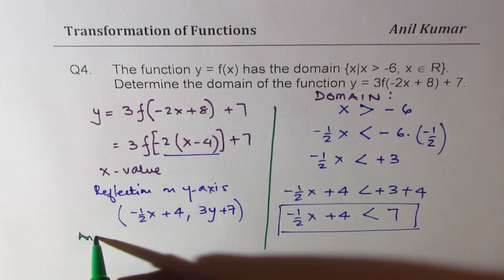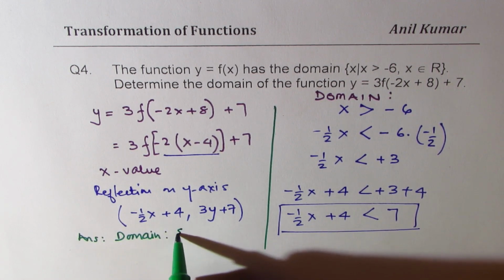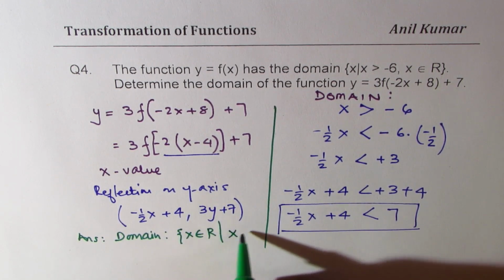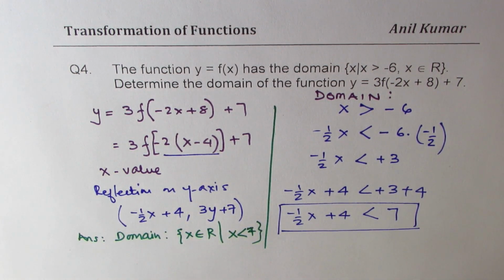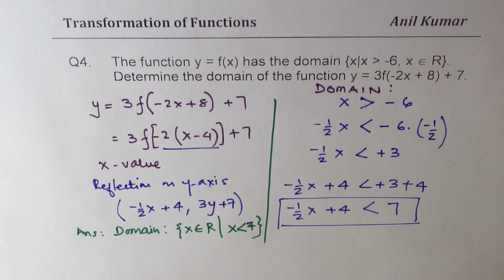So our answer is that the domain is x belongs to real numbers such that x is less than 7. So that is how we are going to solve it. I hope you find these steps very interesting and useful. That should give you a very good insight to transform functions and also understand how the image points change as we go through the transformations.